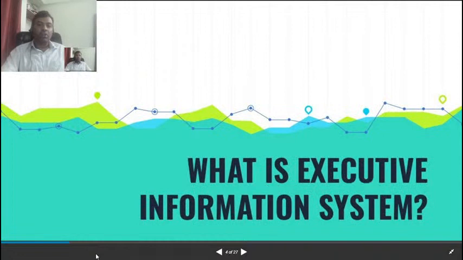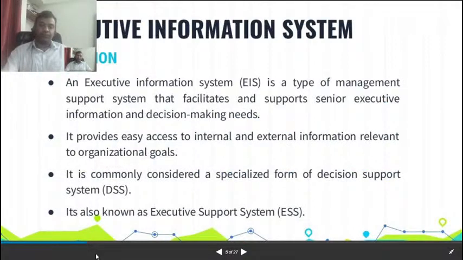So now comes the question: what is an executive information system? Again, remember, when we are discussing this particular topic, always consider yourself as sitting at the top level, or on a board of management, or on a management team. Once you start imagining and understanding things in that way, it will be very easy.